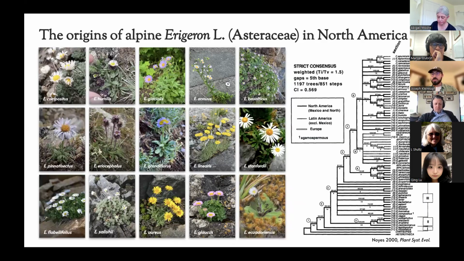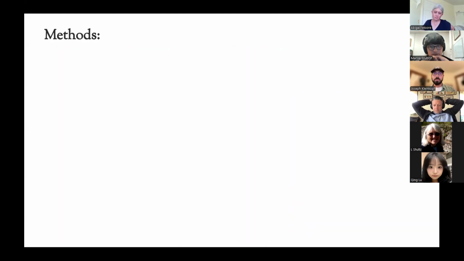But one issue, of course, with a lot of these interesting groups is that there's not a really good tree. So this was the most recent concerted effort to try to reconstruct phylogenetic relationships in this group. And as you can see, there's a lot of polytomies. There's a lot of relationships that are not resolved. So my goal was then to work on this tree and then use it to answer these questions that I was interested in.